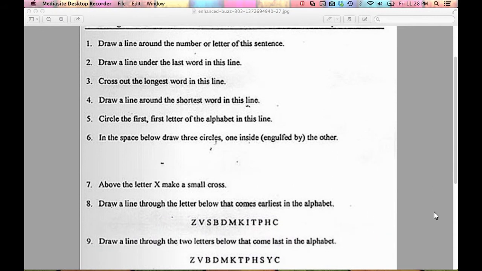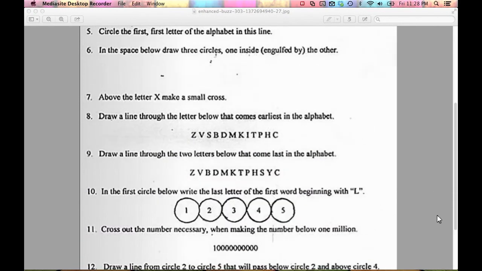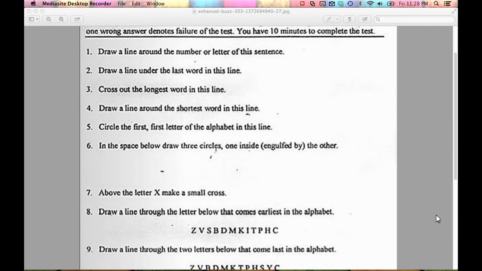All right, so what you're going to do to turn this in is complete the first 13 questions here, so you'll list how you completed them. So what did you do when you were asked to draw a line around the number or letter of this sentence? So just a brief explanation of what you did for each one and how it looks.